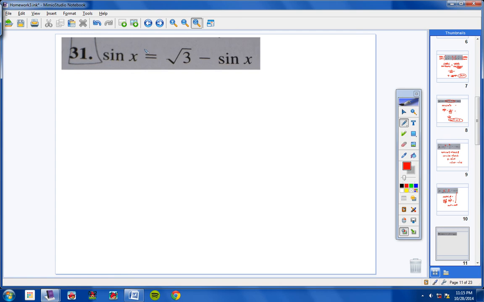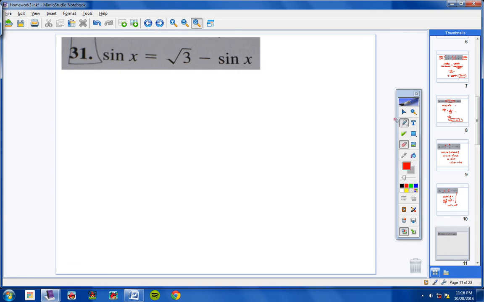Okay, now I think on 31 and 35, notice they do not give you a domain like this. Okay, they do not. So we are going to have to add 2 n pi, okay, to our answers. Let's go ahead and solve this equation. This is a pretty simple equation.